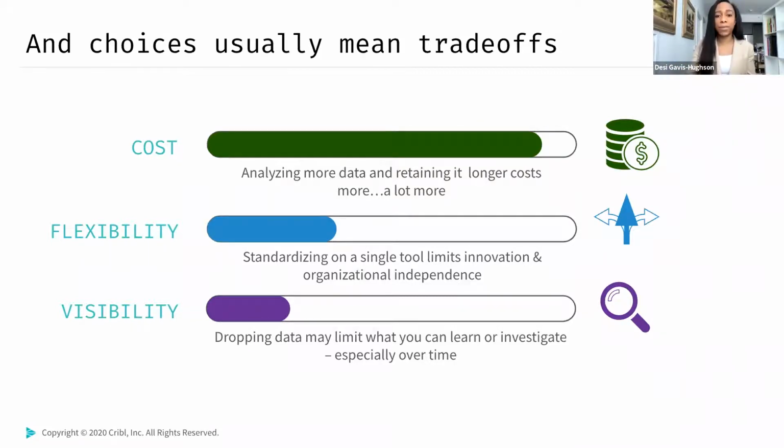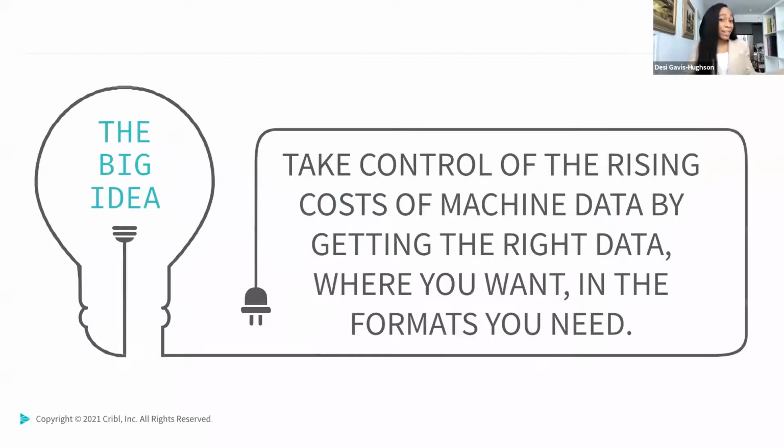I mean, the more data that you analyze and the longer you retain it, the more it costs you. Standardizing on a single tool is obviously going to limit your flexibility. And if you're dropping data to keep costs down, that could limit what you can learn or investigate over time. So how do you do it, right? How do you manage the trade-offs of analyzing everything that you need to get insights from your machine data, formatted for all the tools you use, without busting your budget?